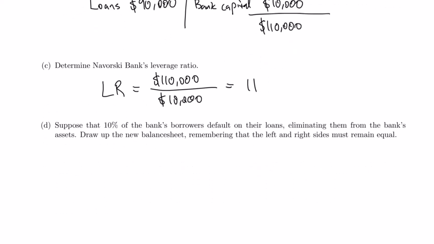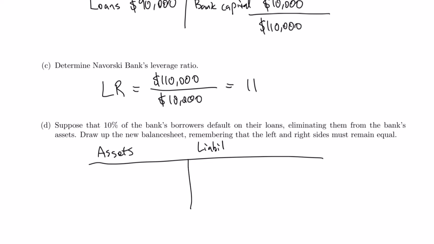In the last part, we're told that 10% of the bank's borrowers default on their loans, eliminating them from the bank's assets. We're going to draw up our new balance sheet. As always, we're going to have assets and liabilities and owner's equity. The change here is happening to the loans. Deposits are not affected, and so we're just going to carry that forward from before, which was 100,000.